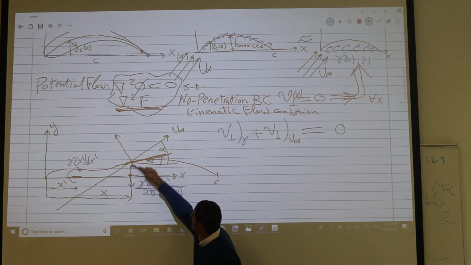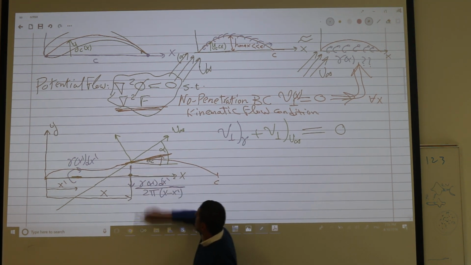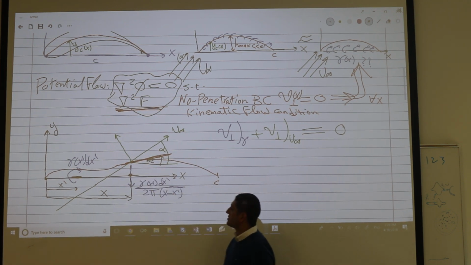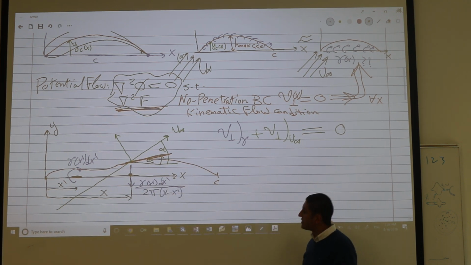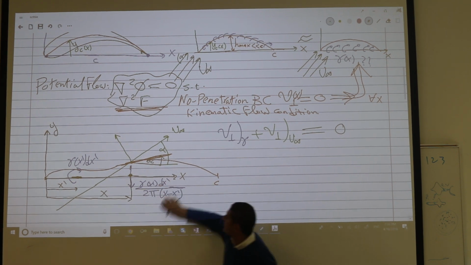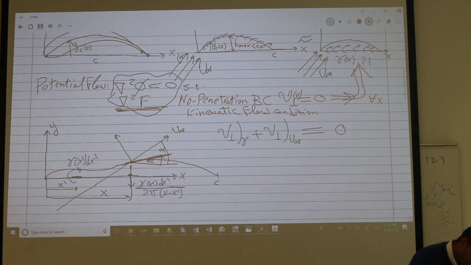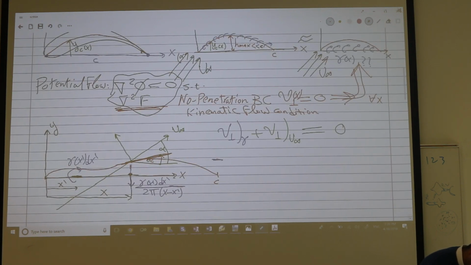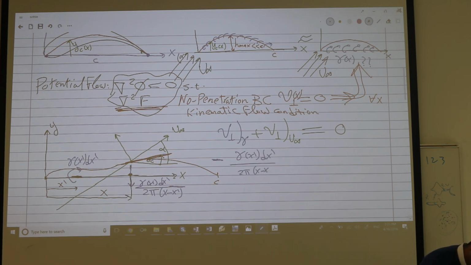This blue guy is downward. Probably I need to multiply by cosine angle, but we're assuming small angles. So cosine small angle is almost unity. So I have this guy. So the blue component due to gamma is negative because it's downward: gamma dx over 2 pi times x minus x dash.